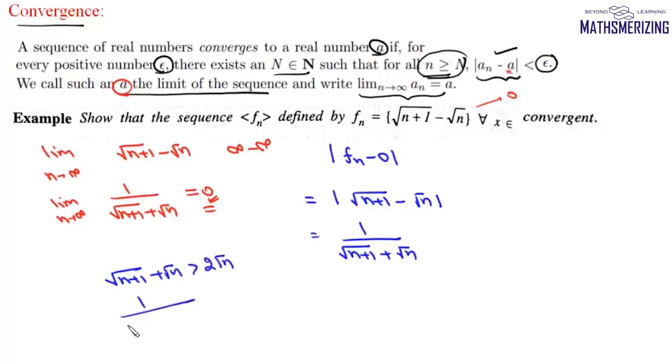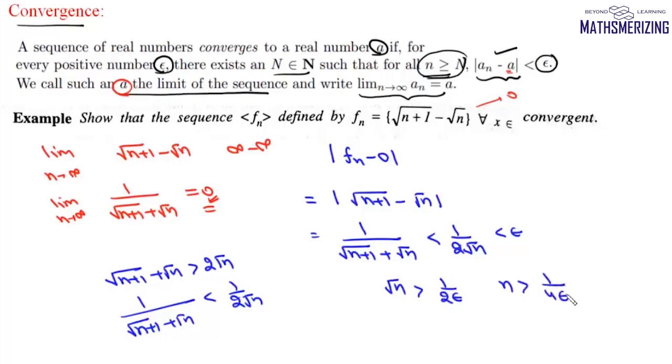Then we can write 1 upon under root n plus 1 plus under root n will be less than 1 upon 2 root n. So this expression is less than 1 upon 2 root n and it is less than epsilon. Now from this we can write under root n is greater than 1 upon 2 epsilon, or n is greater than 1 upon 4 epsilon square, which satisfies our condition that for all the natural numbers which are greater than 1 upon 4 epsilon square, this fn minus 0 is less than epsilon, however smaller the value of epsilon may be.